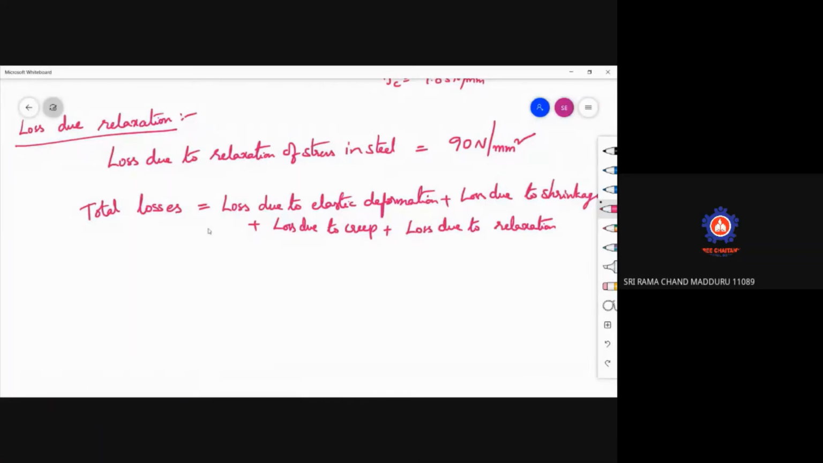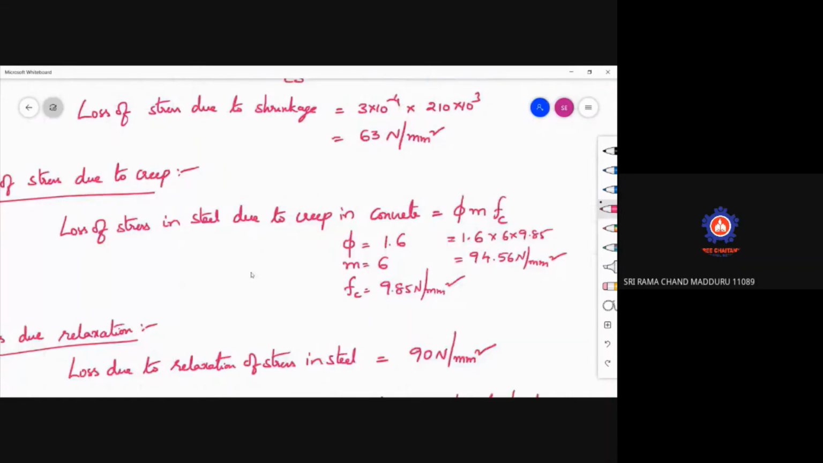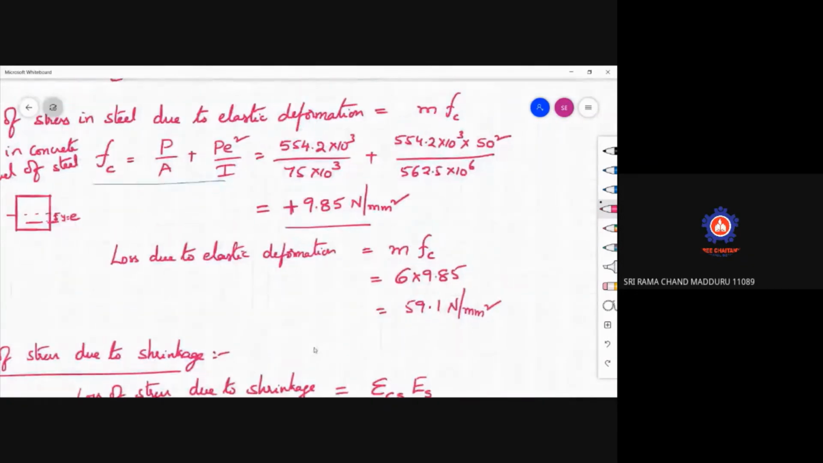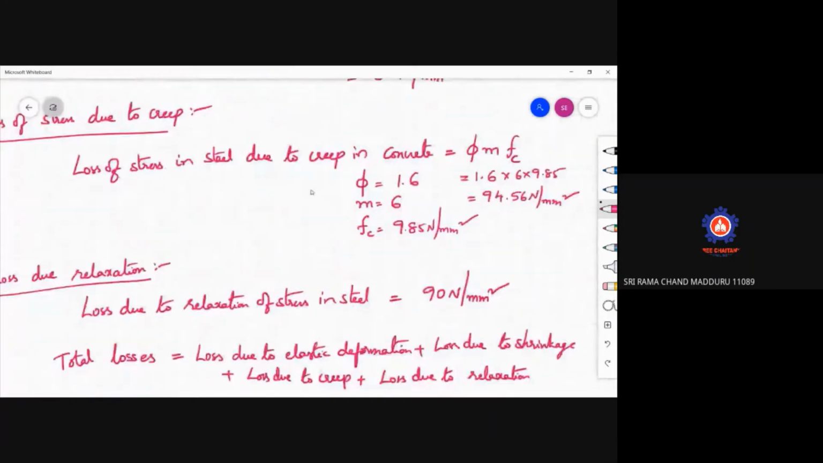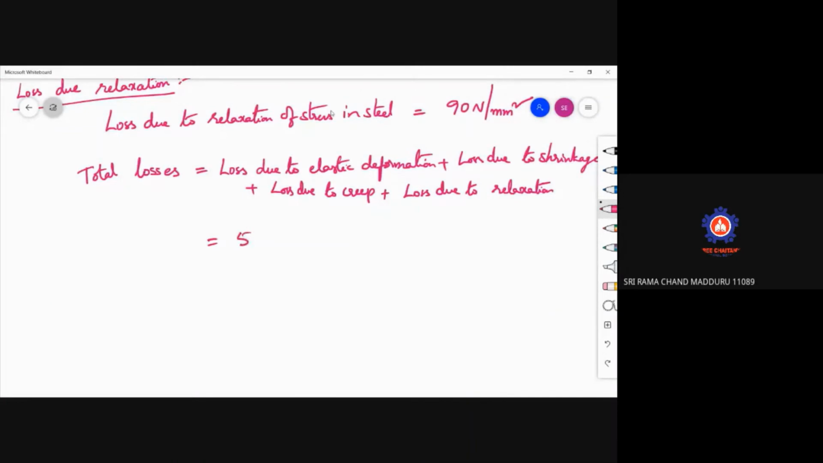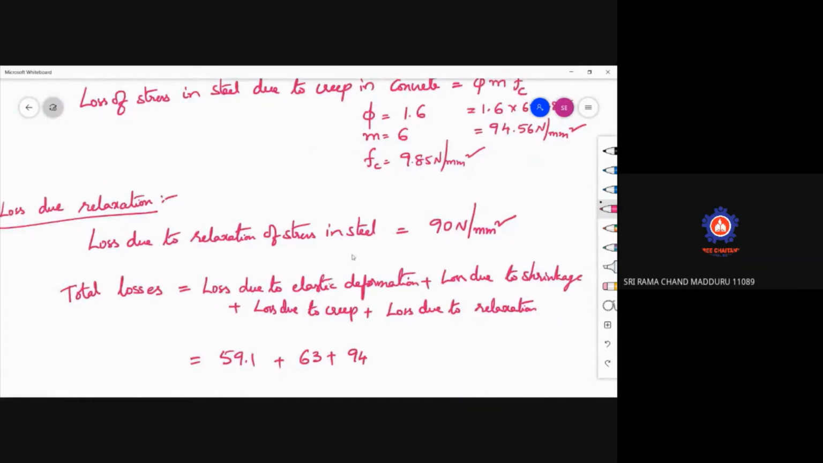So this will be loss due to elastic deformation. The value is already obtained in the first one, which is 59.1. Due to shrinkage is 63. Due to creep is 94.56. And due to relaxation is 90. So the value of these total losses is 306.66 Newton per mm square.